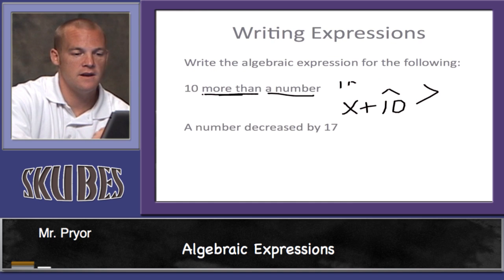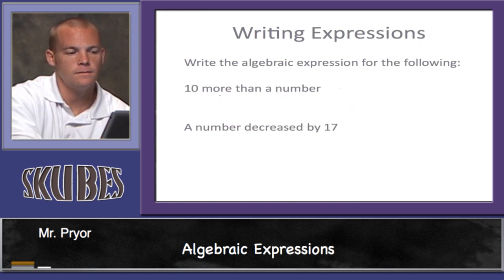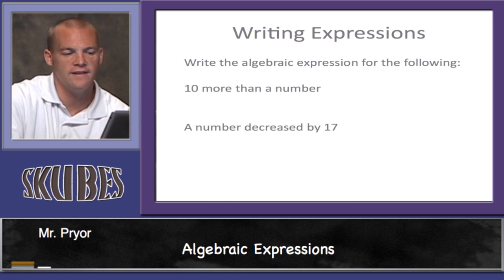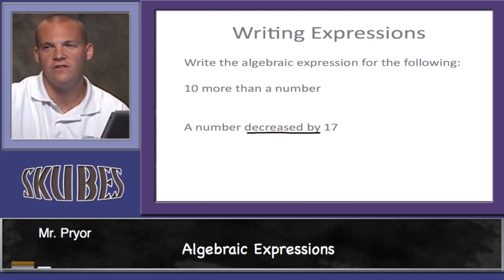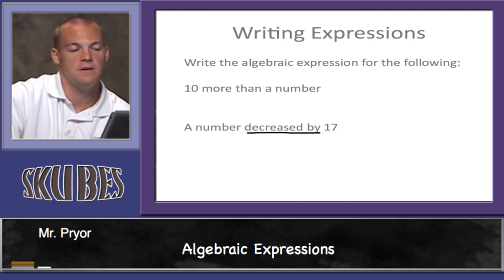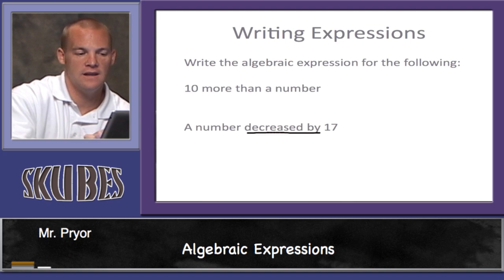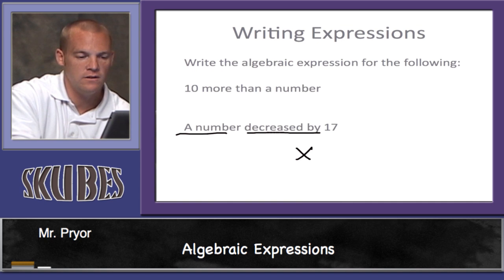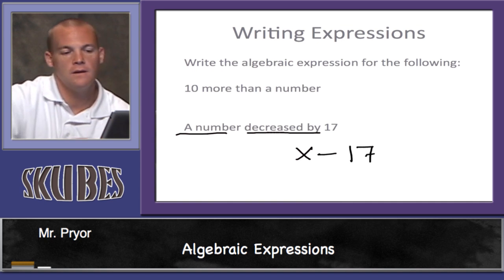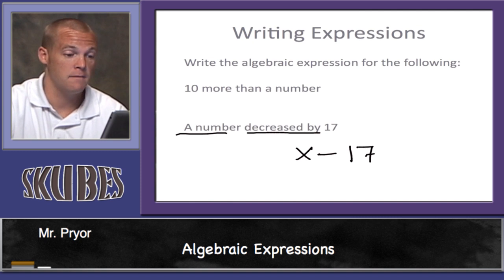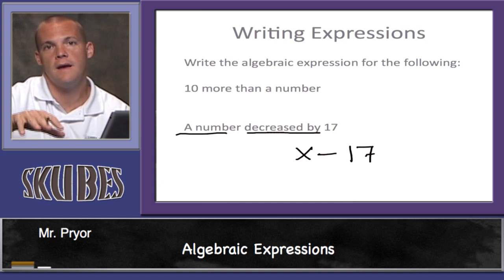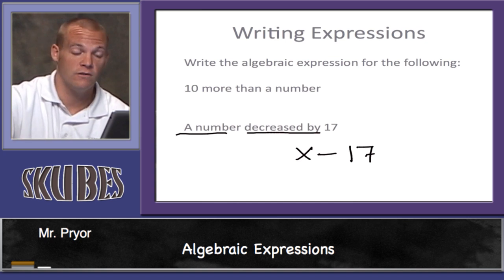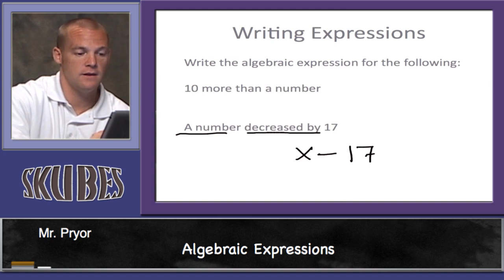Alright, so the next one here would be a number decreased by 17. So again, you need to think to yourself, where did I see decreased by? Well, decrease meaning going down, and there's only really one operation that means to go down directly, and that would be subtraction. So a number, again, that phrase a number means to use a variable. x decreased by, subtraction, 17. Just like that. And again, it's just a matter of you knowing and identifying the phrases within these problems that mean subtraction or addition or multiplication or division. May take a bit of studying.